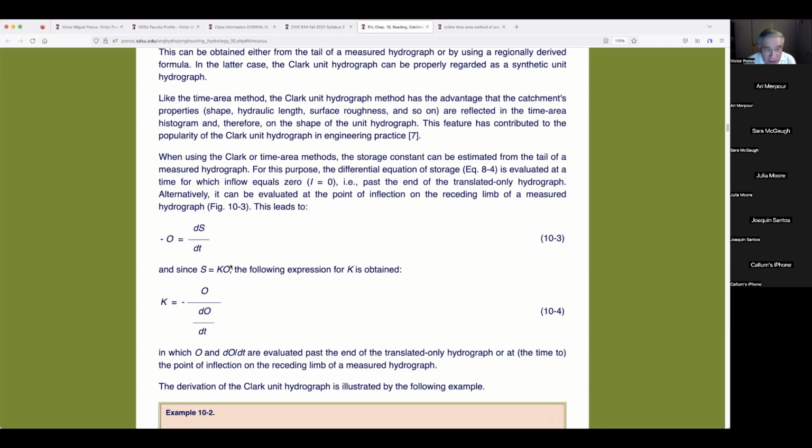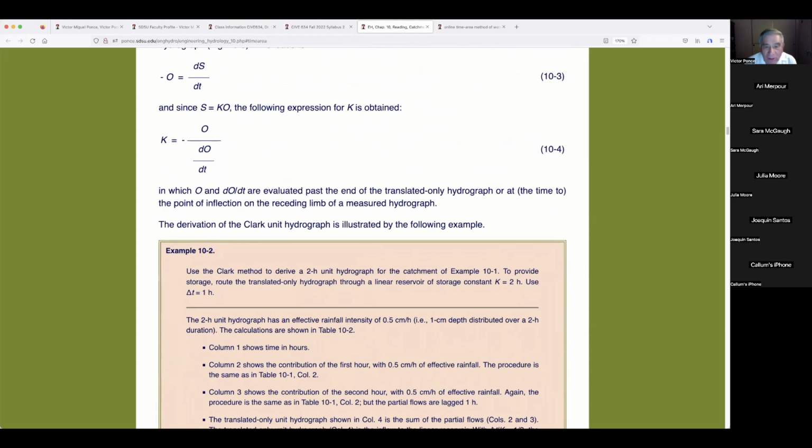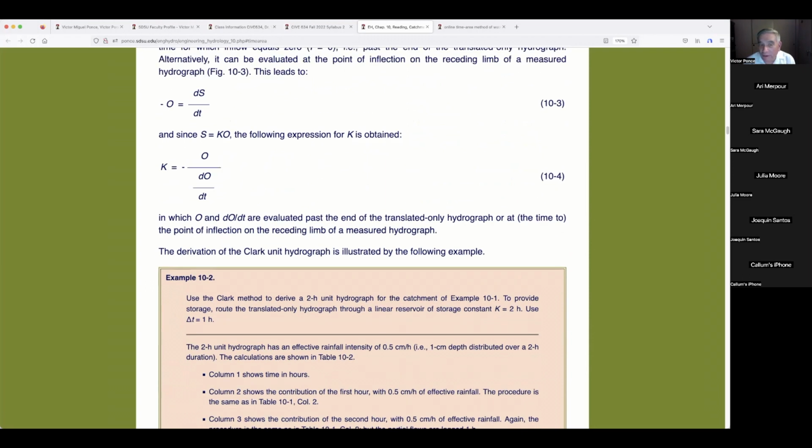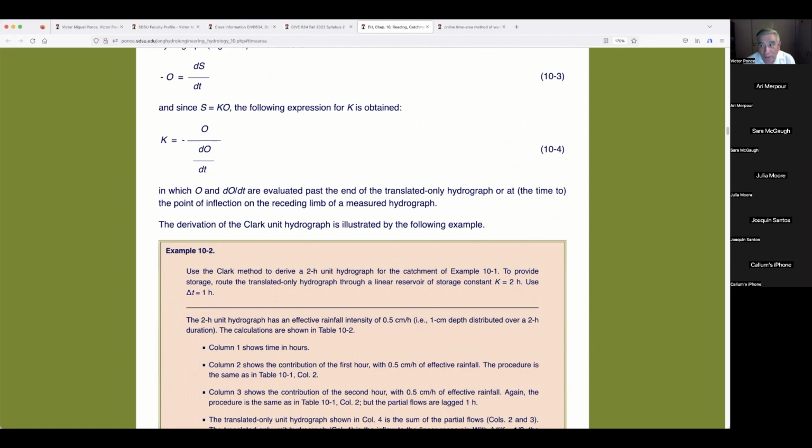We know that S equal KO, so put in there KO. Since K is a constant, it comes out, and K is equal to minus O over dO/dt. That's it. Does this procedure work? Beautifully, by the way. We've used it many times to determine the K. Once you have the K, you're home. You can do the whole thing and finish it off, okay? But then at that point, you have a choice. You either use the original Clark procedure or Professor Ponce's procedure, and we're going to talk about that later on.